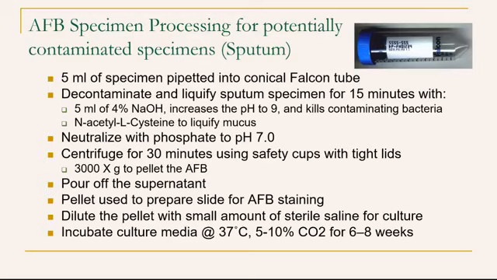You need to use safety cups with tight lids to make sure that your centrifuge is safe, and you will centrifuge at 3,000 times G to pellet the AFB. You pour off the supernatant, and you use the pellet to make your AFB staining. Then you dilute the pellet with a bit more saline to make your cultures. You incubate your culture media at 37 degrees with 5 to 10% CO2 for 6 to 8 weeks.